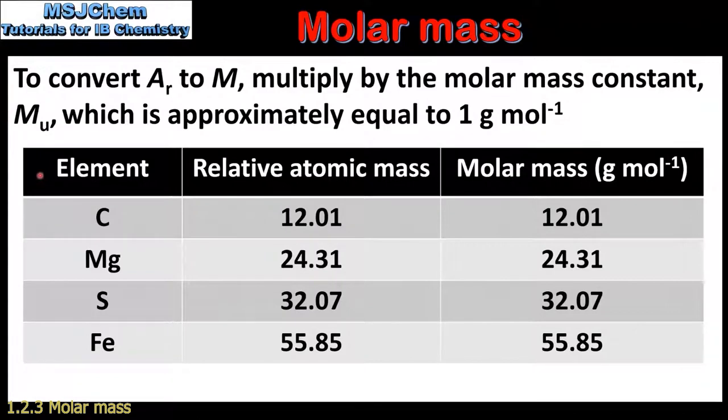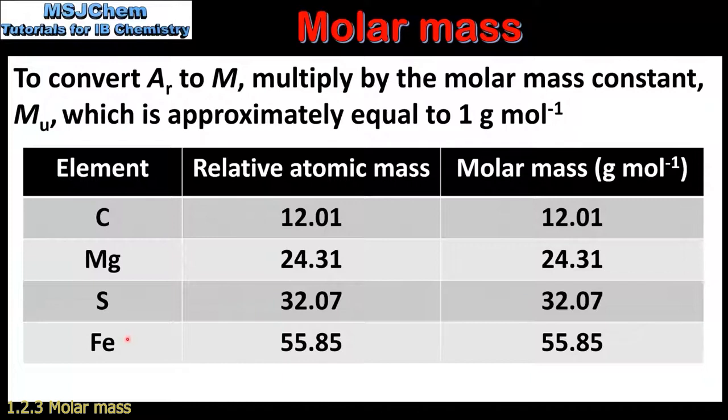In this table, we have the elements we saw in the previous slide, their relative atomic masses and their molar masses. Starting with carbon, which has a relative atomic mass of 12.01. The molar mass of carbon is 12.01 grams per mole. Next is magnesium, which has a relative atomic mass of 24.31. Its molar mass is 24.31 grams per mole. Next is sulfur, which has a relative atomic mass of 32.07. And its molar mass is 32.07 grams per mole.